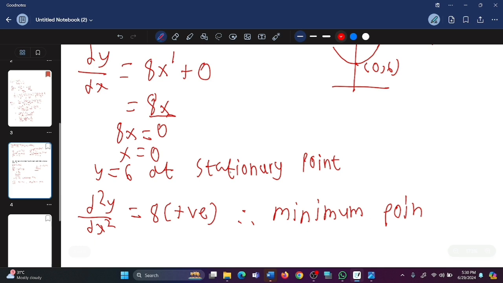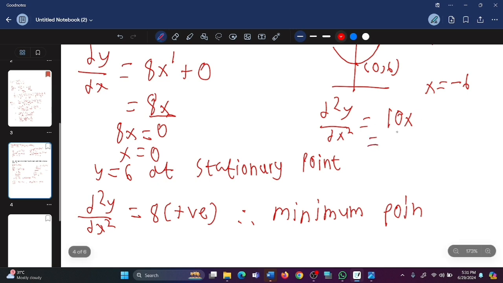And in many cases, we don't end up with a magnitude. In many cases, after doing d square y by dx square, we end up with a formula like 8x square or 5x square. In that case, we need to substitute the x coordinate that we got initially. Like here, the x coordinate we got was 0. So if we ended up with an equation like d square y by dx square is equal to 10x, then we need to substitute the x coordinate of the stationary point. Like if we know the x coordinate of the stationary point was x is equal to minus 6, then we need to substitute this minus 6 into this 10x to find the d square y by dx square. Then if we substitute minus 6, we get minus 60.